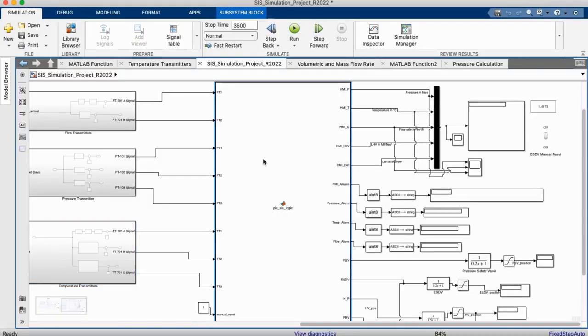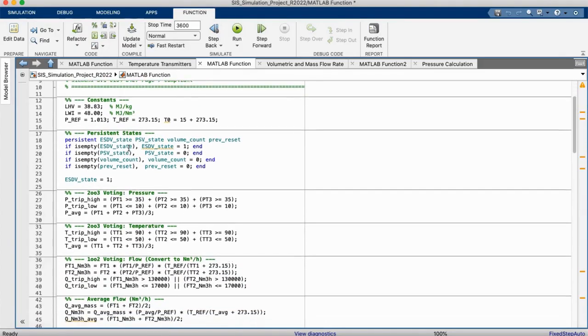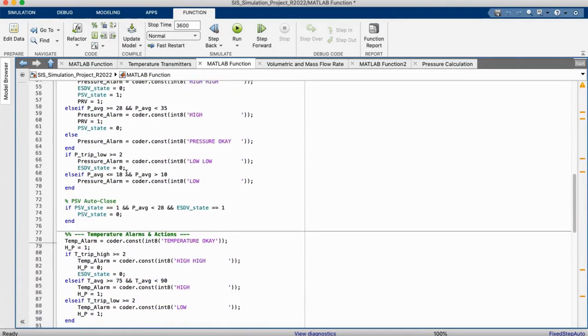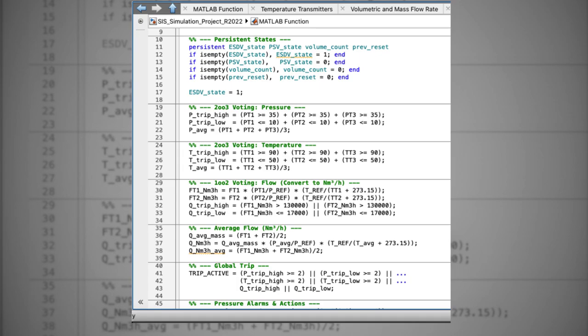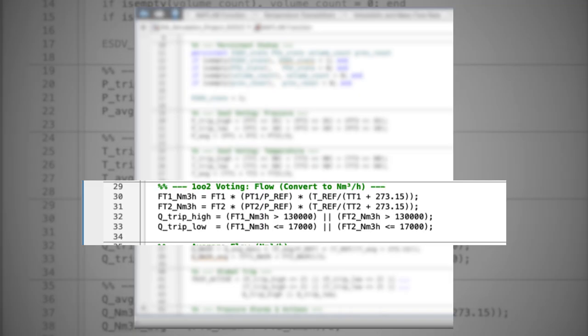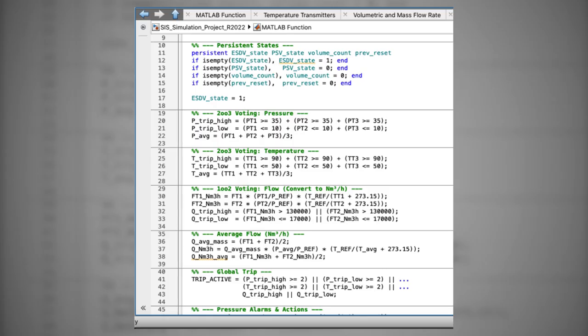Here, I used a MATLAB function block to represent the SIS logic solver. Safe operating limits have been defined based on the case study, and whenever a process variable exceeds these limits, the logic evaluates whether a trip condition has occurred. In this model, a voting logic is implemented using 1 out of 2 voting for flow sensing and 2 out of 3 voting for pressure and temperature sensing. This reduces spurious trips while maintaining safety integrity.